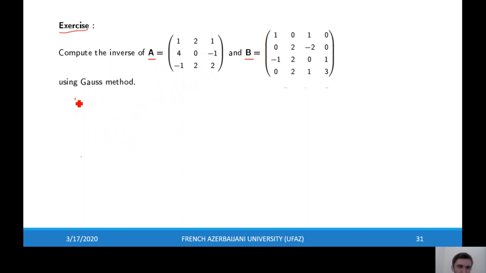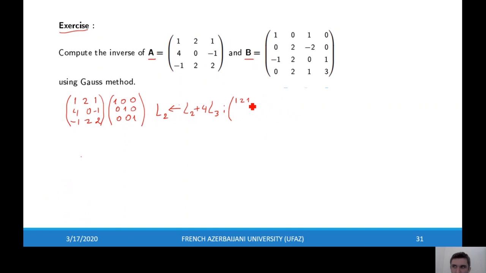1, 2, 1, 4, 0, minus 1, minus 1, 2, 2, and 1, 2. Oops, sorry. One, zero, zero, zero, one, zero, zero, zero, one. Here instead of the second row, I will write the second row plus 4 times the third row. Then the result will be 1, 2, 1, 0, 8, 7, minus 1, 2, 2, and 1, 0, 0, 0, 1, 4, and 0, 0, 1.